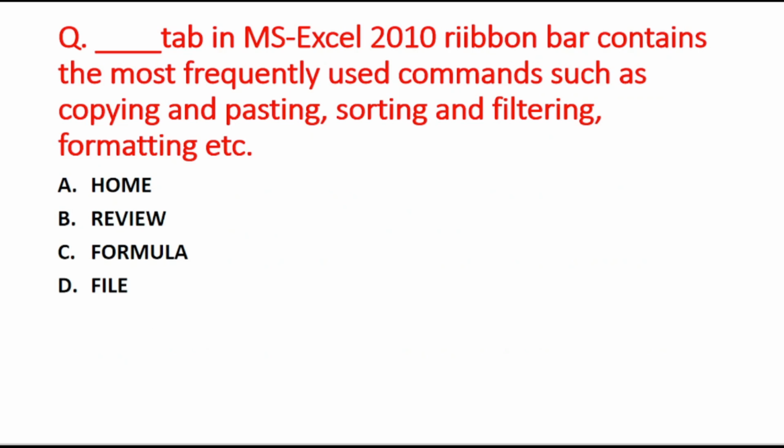Next is blank tab in MS Excel 2010 ribbon bar contains the most frequently used commands such as copying and pasting, sorting and filtering, formatting, etc. Your A option is Home tab, B option is Review tab, C option is Formula tab, and D option is File tab. So the right answer is option A, that is Home tab.